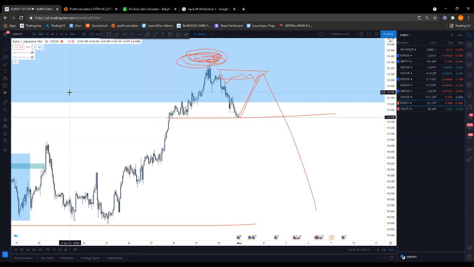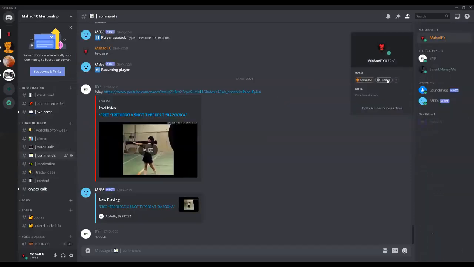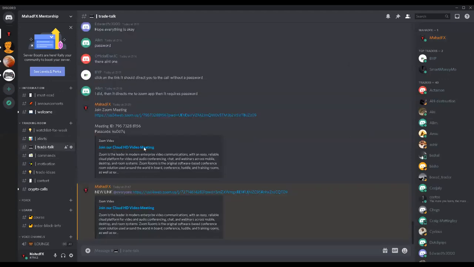In terms of the calls, are they good enough? Are they long enough, in terms of the trade ideas? If you'd like anything changed, let me know in private chat. You all have me added on Discord. All you have to do to add me on Discord is come to any of these channels, go to Mahad Effects, you'll find me, and then just add me. That's all you have to do.